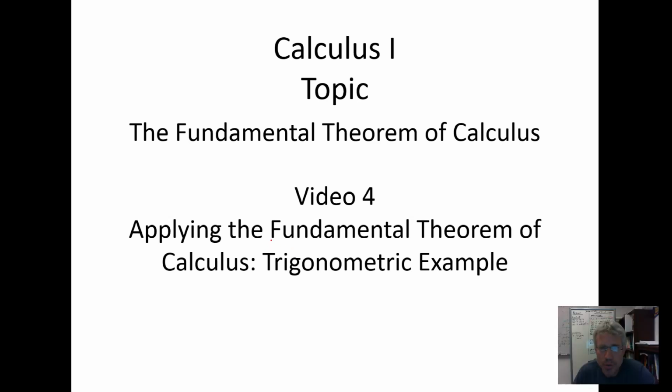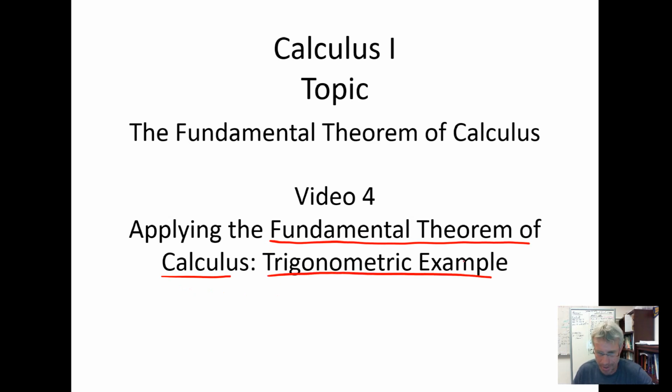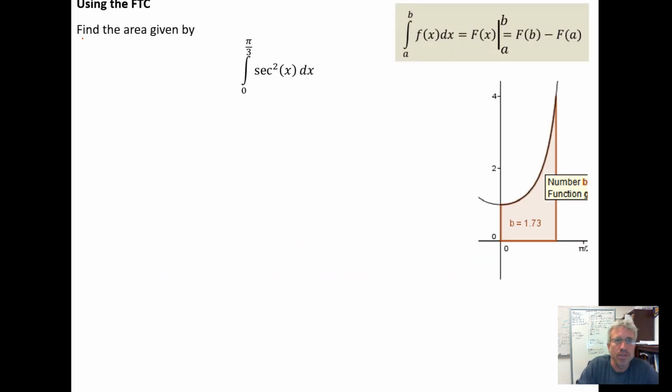So in this video we're going to apply the fundamental theorem of calculus to evaluate a definite integral in the case where we have a trigonometric example. So here it says, find the area given by the definite integral from 0 to pi over 3 of the secant squared of x dx. So I'm going to rewrite my integral. I have the integral from 0 to pi over 3 of the secant squared of x dx.